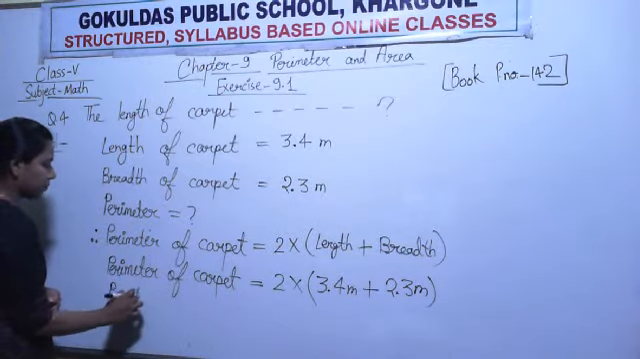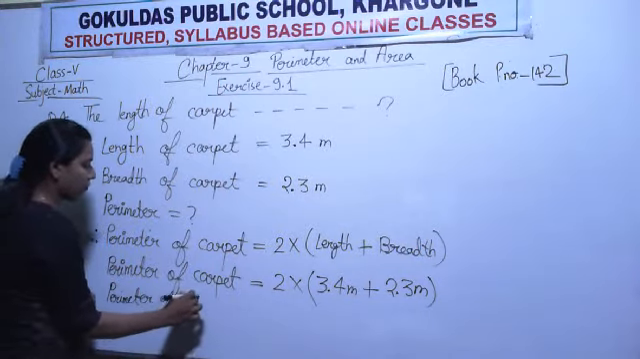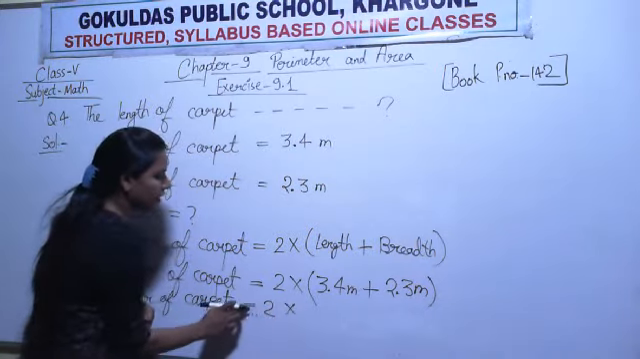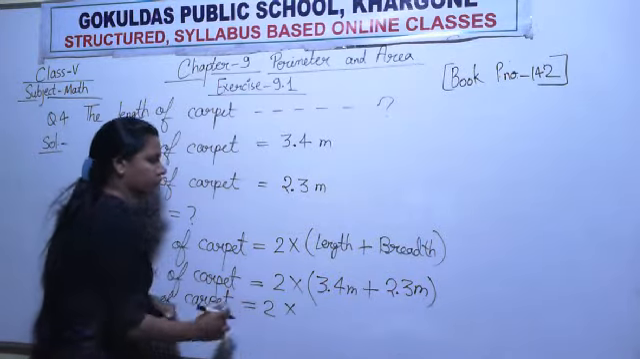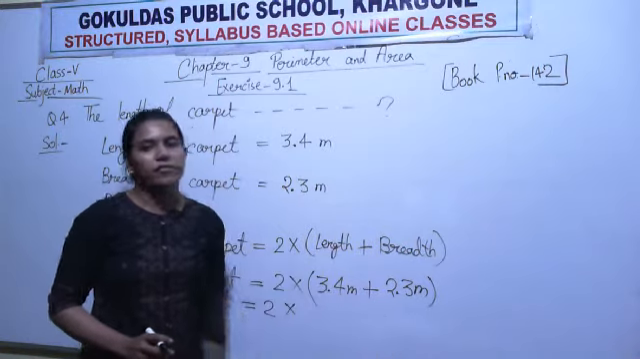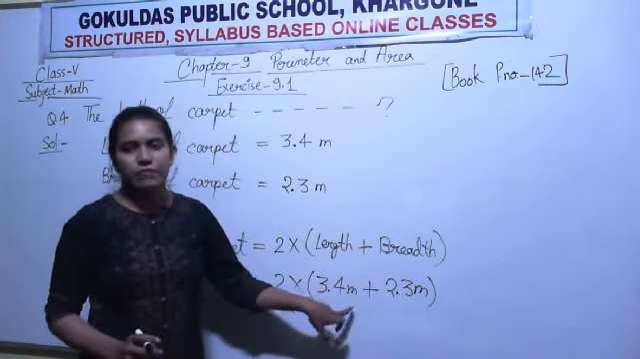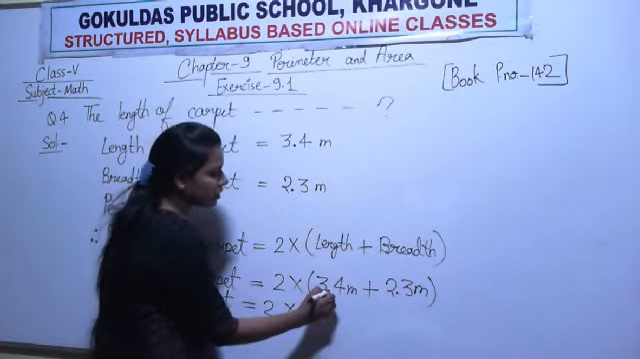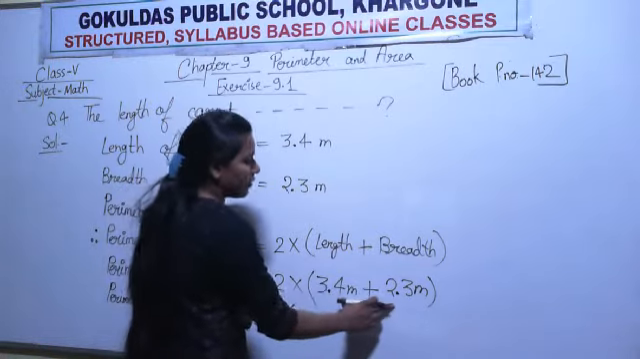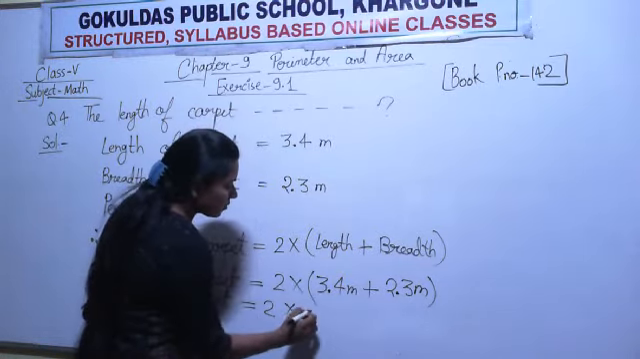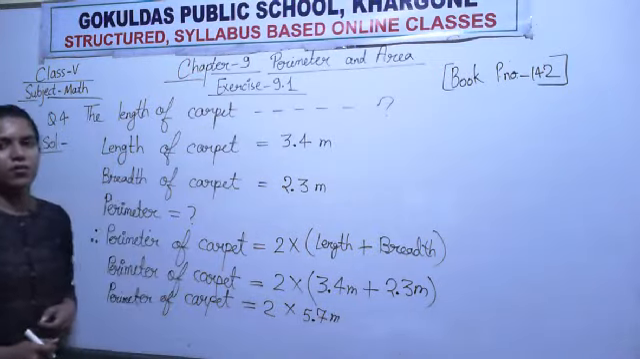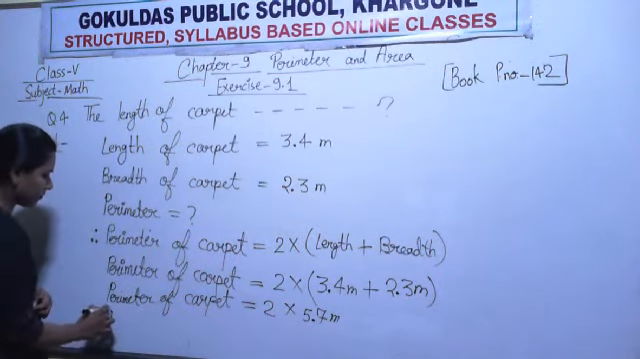Perimeter of carpet is equals to 2 multiplied with, okay, solve with this bracket. 3.4 plus 2.3. Both the numbers are decimal numbers. And how we solve the decimal numbers? We arrange them column wise and then we add them. So when we add both this number, we get 5.7 meter. Okay. Now further solve.